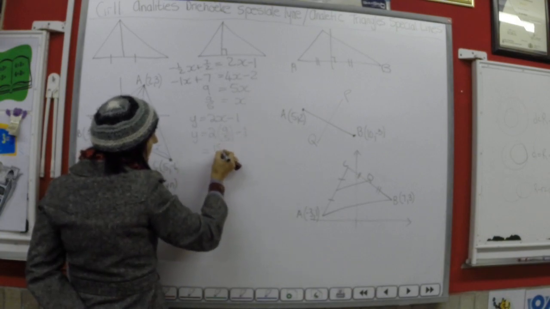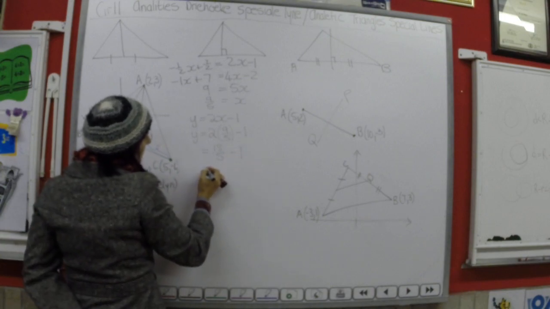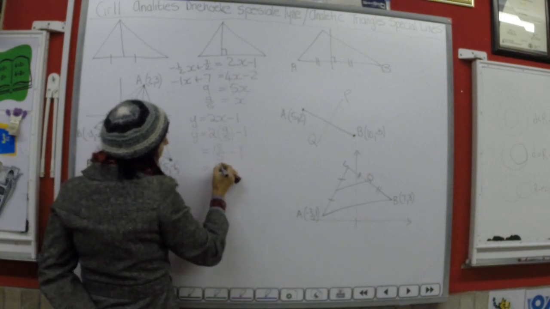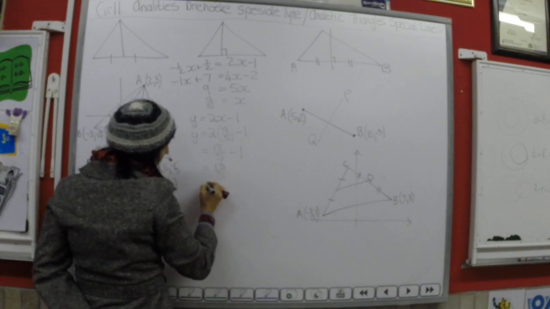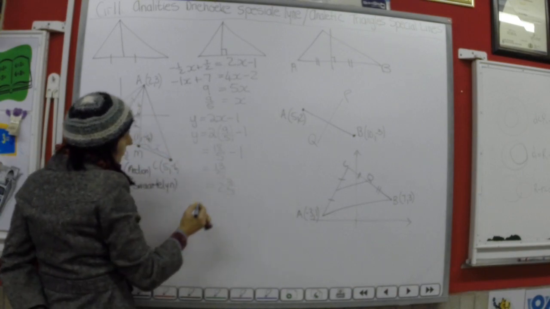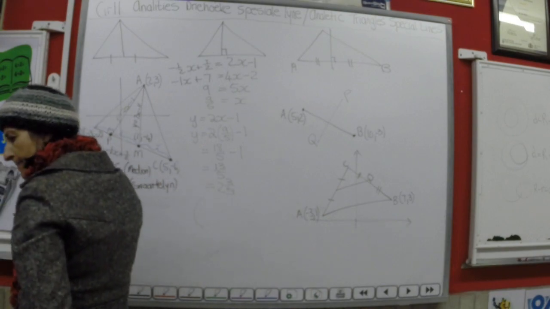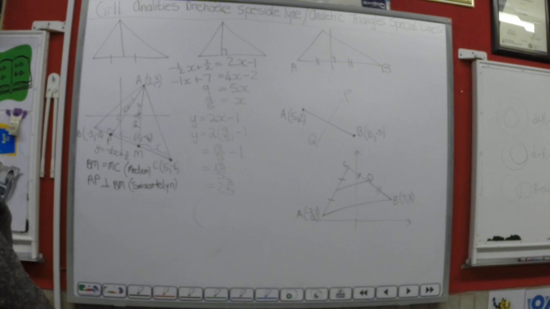So ek het 18 op 5 minus 1. So dit is gelyk aan 13 op 5. And that equals 2 and 3 on 5. So the coordinate, the intersection coordinate of P is gonna be, oh, that's not true.